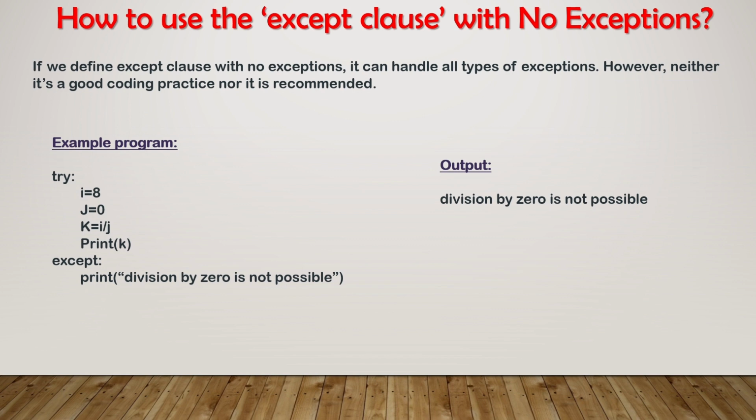Example program. We take two inputs i and j. Let's divide the two inputs and store the result in k. Since it is not possible to divide any number by 0, we get a zero division error. The exception is raised, so "division by zero is not possible" will be displayed.